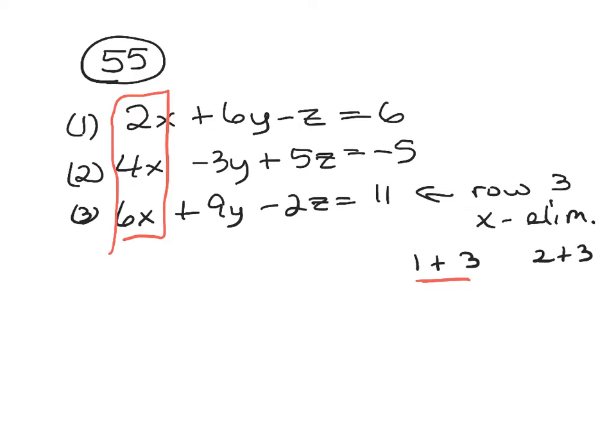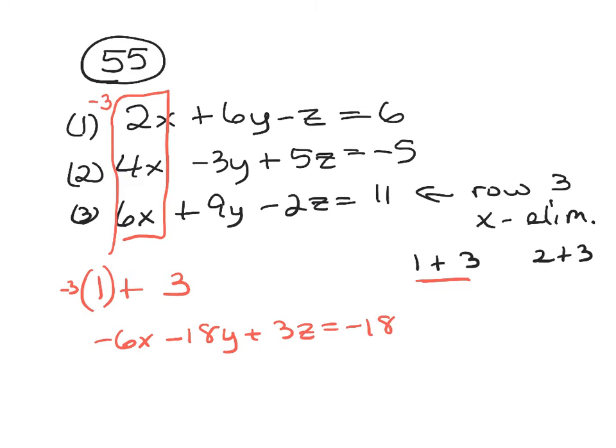So here, when I go to do 1 and 3 together, so 1 plus 3, I need to make row 1 a negative 6. So what I'm going to do is multiply row 1 by negative 3. Everybody with me on that? So then now if I distribute a negative 3 here, I get negative 6x minus 18y plus 3z equals negative 18. I'm going to add that to row 3.